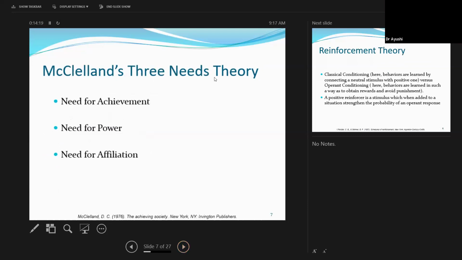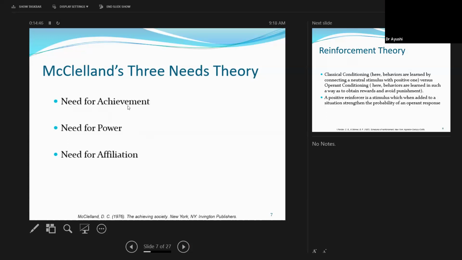Again, this is McClelland's need theory, three needs theory. Need for achievement: we all want to achieve something in our life, on a day-to-day basis, or we have long-term set goals. And then need for power. We all know that as human beings, we all have a need for power. At some point in life, or even in day-to-day life, we always enjoy being given a certain power, and that also gives us more motivation.